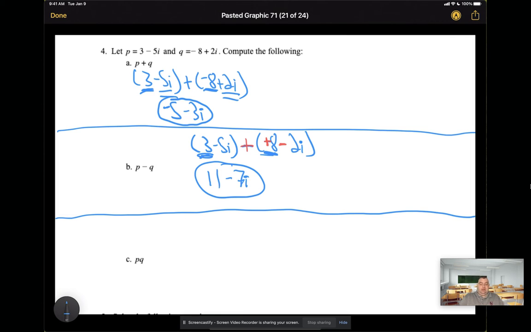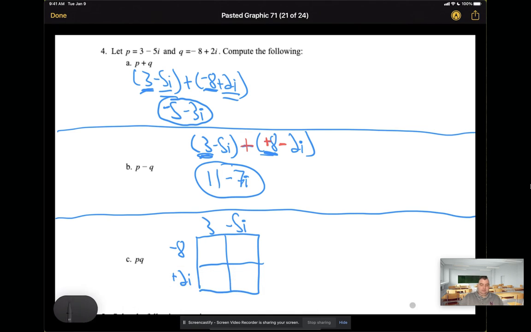To multiply, I'm going to use the box method. So let me set up the box method here. So I have 3 minus 5i times negative 8 plus 2i. And let's multiply it out and see what we get. So negative 8 times 3. Negative 8 times 3 is going to be a negative 24.